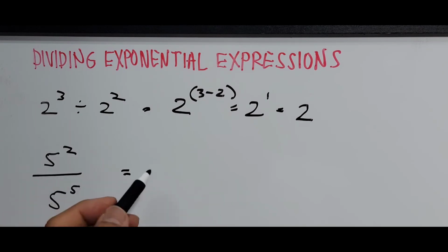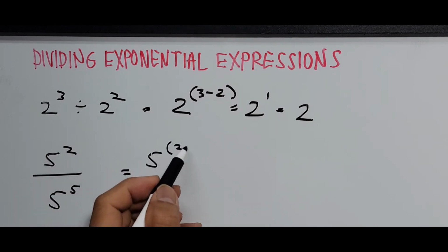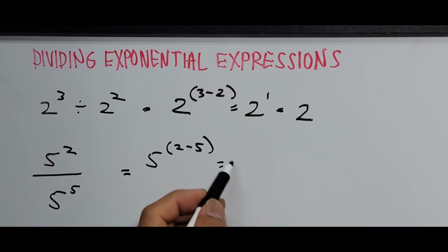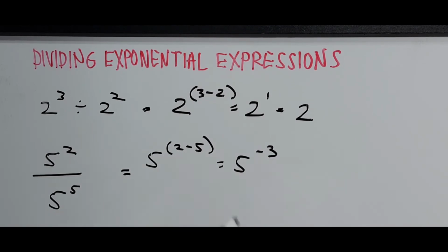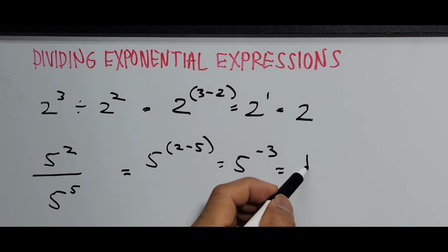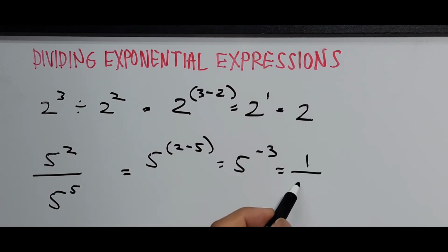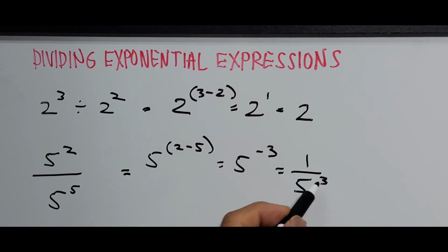So all we have to do is copy the base. The bases are the same, so 5, then subtract the exponents. The exponent is 2 minus 5, which is negative 3, so 5 to the negative 3. Whenever you see a negative exponent, you know what to do. That's the reciprocal. The reciprocal, or inverse, of 5 is 1 over 5. Copy the exponent 3, and the negative exponent becomes positive 3.